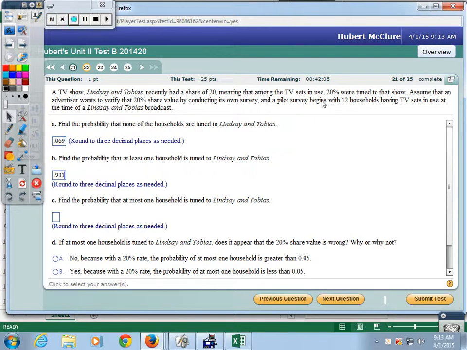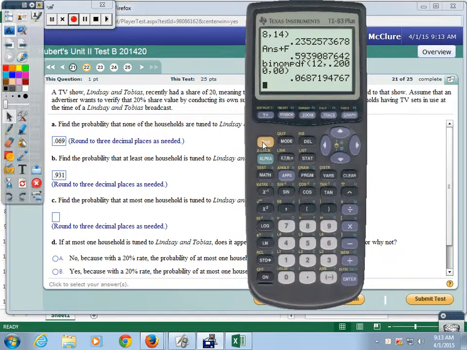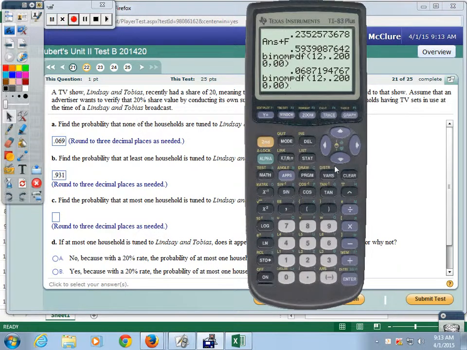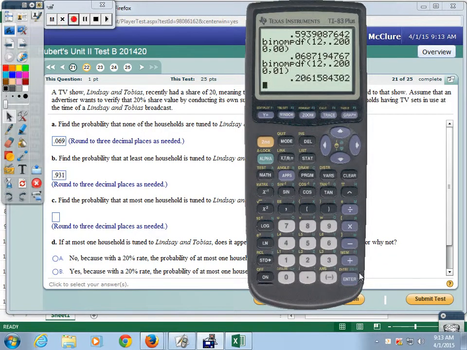Okay. At most 1. So what does that mean? You take 0 and 1 and do what? Add them together. So we got 0 right there. So we got to do 1. So take your handy dandy calculator. Second entry. And put a 1 right here. And enter. And you're going to add that to 0.069. I got 0.275.